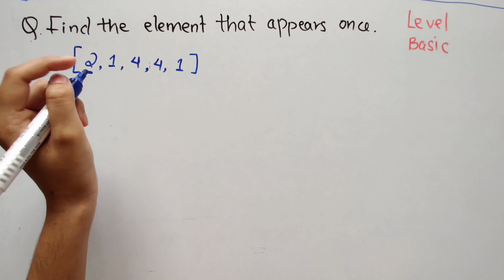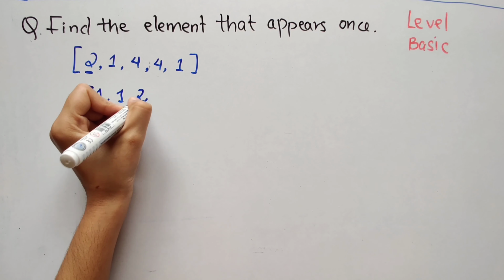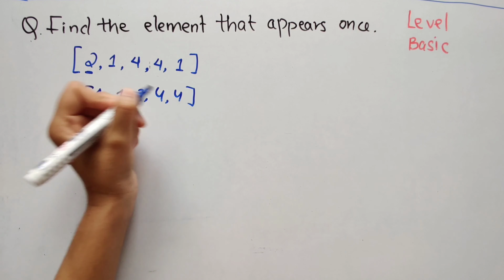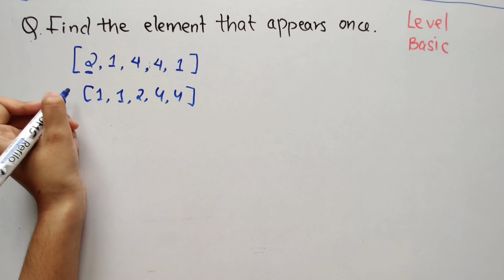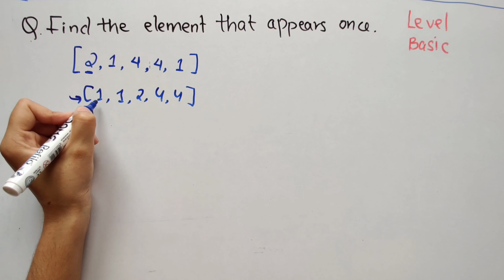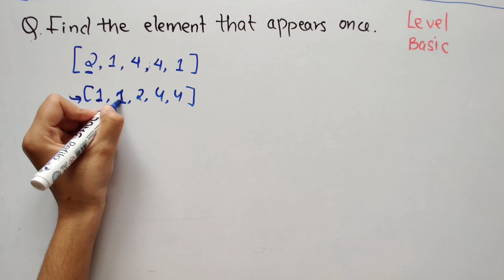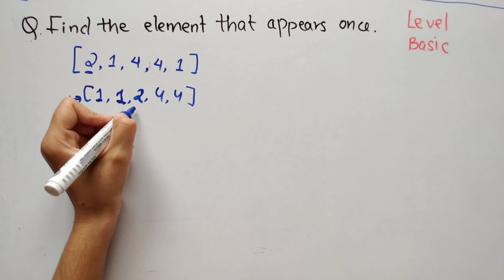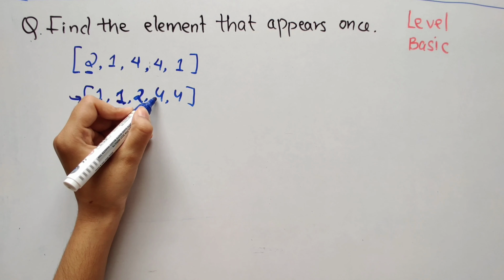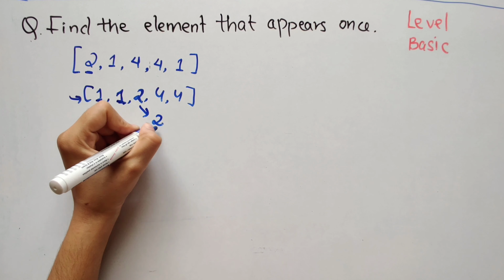One thing we can do is sort this. So we get 1, 1, 2, 4, 4. Right? This is what we get when we sort it. And then we start checking from the beginning that whenever we get a new element, say 1 is new, the next element should also be the same. So it's 1, 1, and then you come to 2. 2 is a new element, so the next element should also be 2, but it's not 2, it's 4. Therefore you can return 2. 2 is the element that appears once.